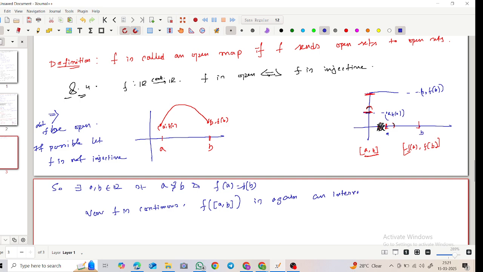Moreover, it will be a closed boundary interval, but I don't need that much. There exists x naught belonging to this interval such that x naught is the max of f(x) for x in (A, B), or x naught is the min.